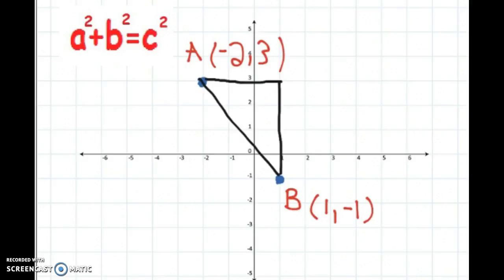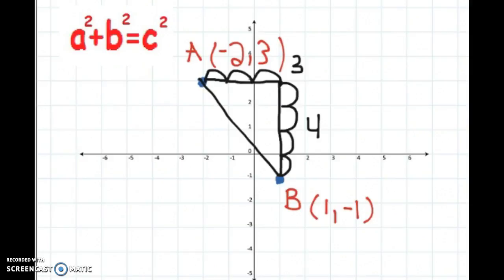Now we are going to count the legs. Let's look at the vertical line first. So let's count up. 1, 2, 3, 4. So the distance from the point to 3 is 4. Now let's count across. 1, 2, 3. The distance across is 3. So one leg is 4 and the other leg is 3.